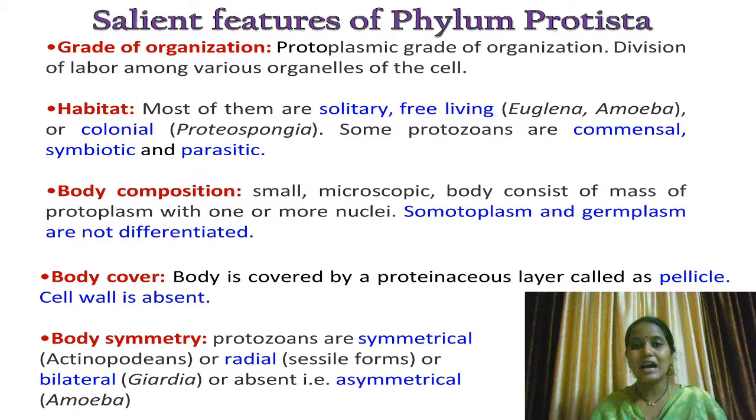The protozoans are small, microscopic, and their body consists of a mass of protoplasm with one or more nuclei. So cytoplasm and germplasm are not differentiated in these protozoans. Their body is covered by a proteinous covering or layer which is called pellicle. Cell wall is absent in protozoans. Body shows two types of symmetry, radial or bilateral symmetry. But there are some forms of protozoans which are asymmetric, that means they do not show any symmetry.